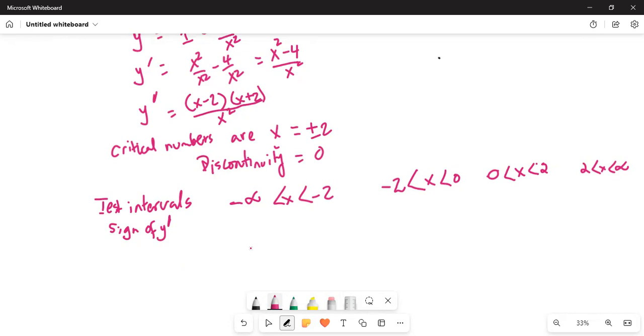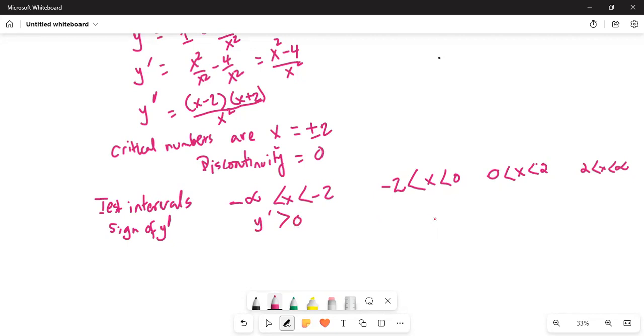So between minus infinity and minus 2, let's see. Say we take x equal to minus 3. x minus 2 is minus 5, and x plus 2 is minus 1. So basically 2 negatives in the numerator, it becomes positive. So y prime is greater than 0 in this interval.